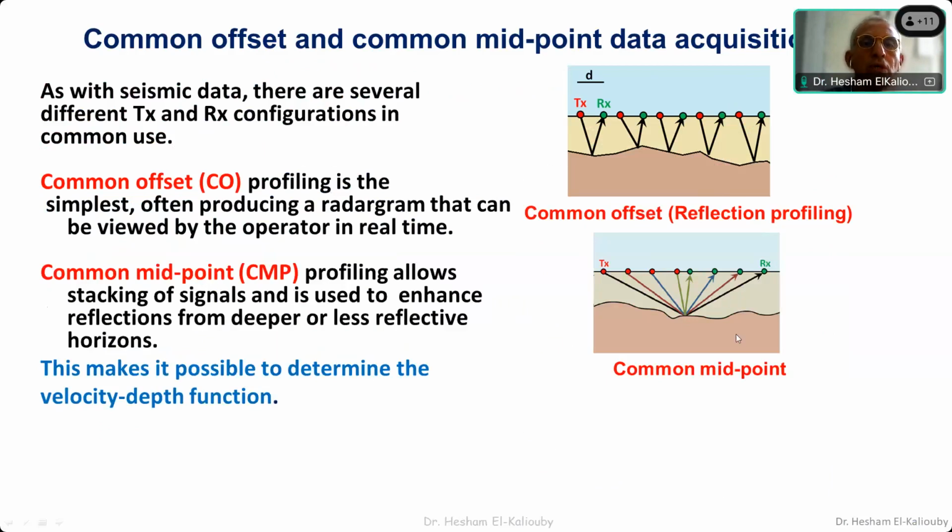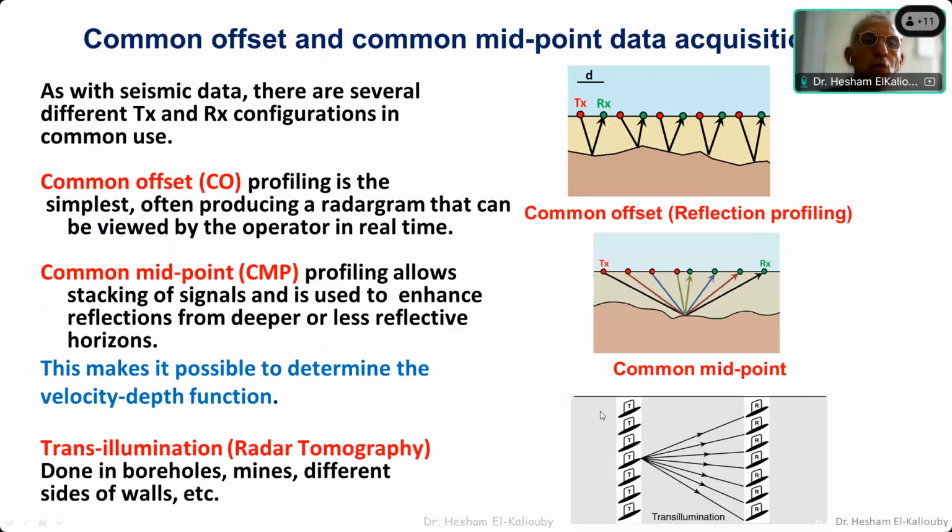We can also use GPR between two boreholes. We put the transmitter in one borehole and the receiver in the other borehole, and measure the velocity between the two boreholes and get detailed information about the materials between them. It can be used for mines, or between the sides of walls, or many other applications.